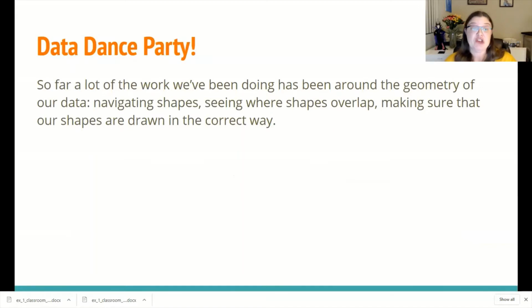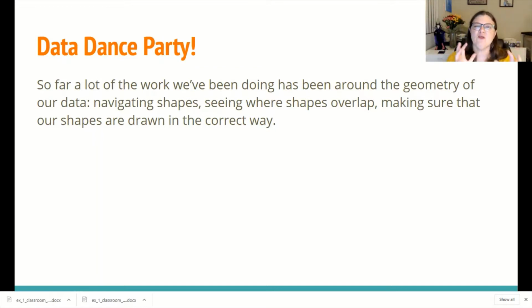So far you've looked at the difference between points and lines and polygons, how to navigate those shapes, seeing where those shapes overlap, how to draw things around those shapes, for example, doing buffers, doing clips. We learned a lot about map projections to make sure that your shapes are drawn in the correct way and they don't end up off in outer space, right?